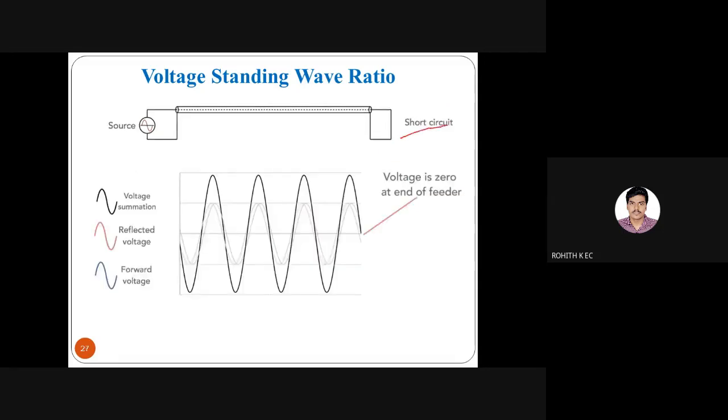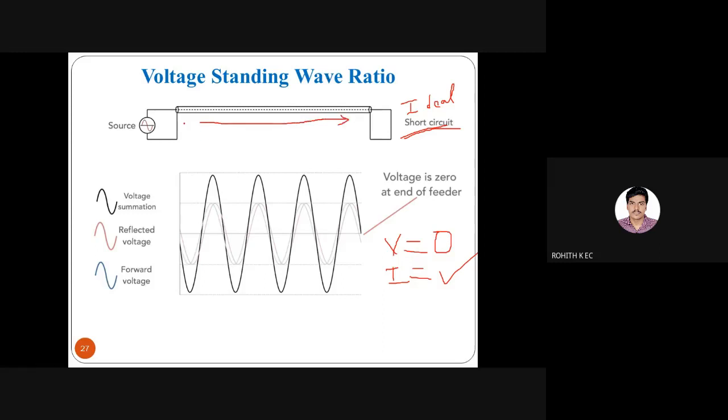Now something very interesting happens when my output is shorted. When my output is shorted, what will be the voltage and what will be the current? Ideally, if I have a short circuit, what should be the voltage? What is the voltage across the short circuit? It is zero, but there will be current flow because we will have a closed loop. So if my impedance is almost equal to zero, then the voltage across the load will be zero, but there will be current movement, and thus this leads to three types of waves.